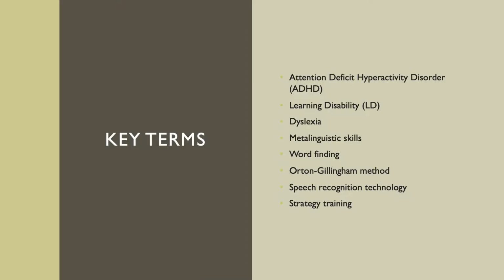Key terms in this chapter: attention deficit hyperactivity disorder, learning disability, dyslexia, metalinguistic skills, word finding, the Orton-Gillingham method, speech recognition, technology, and then strategy training. I encourage you, if after our lecture today and after reading you don't understand any of those key terms, that you seek me out so we can make sure you have those down.